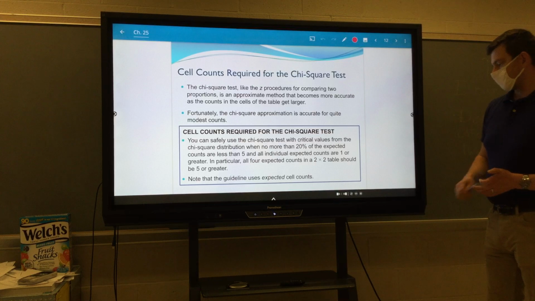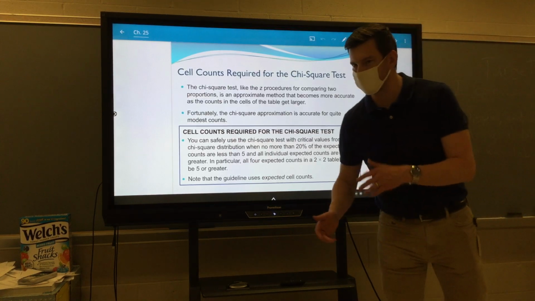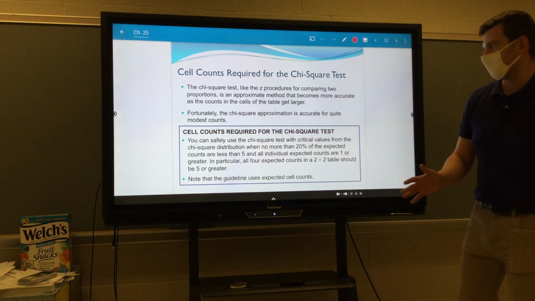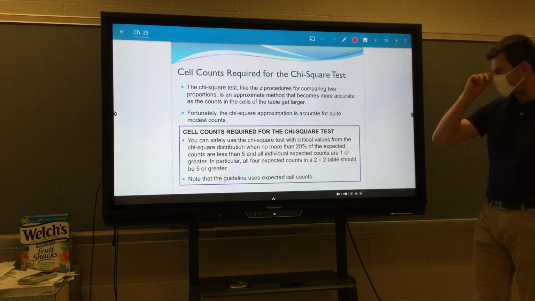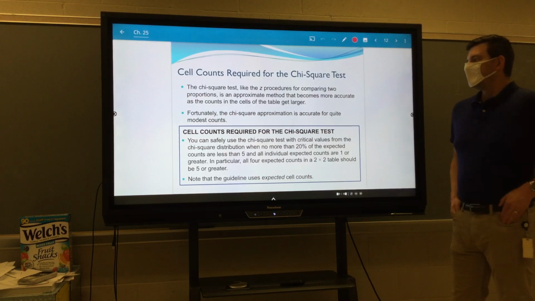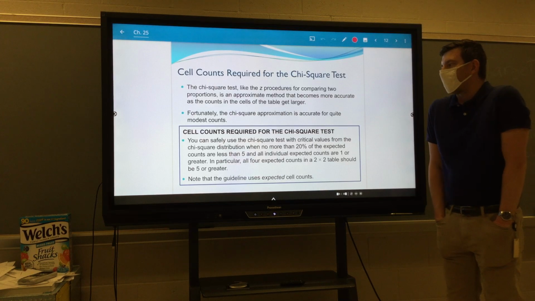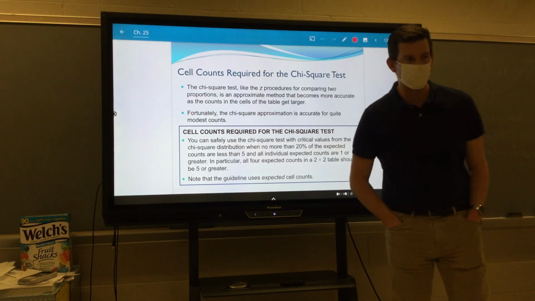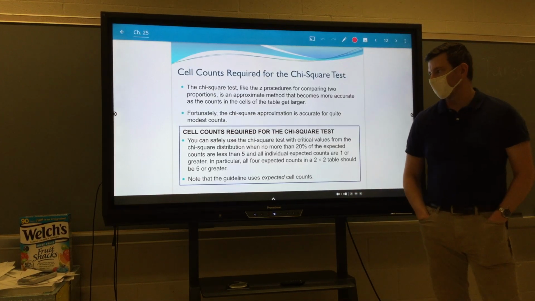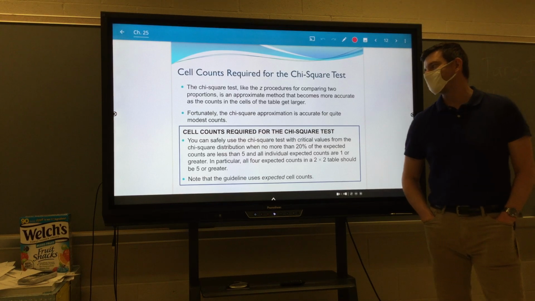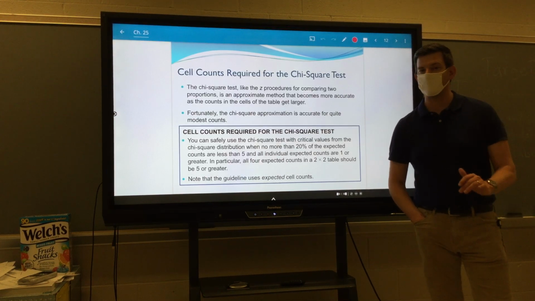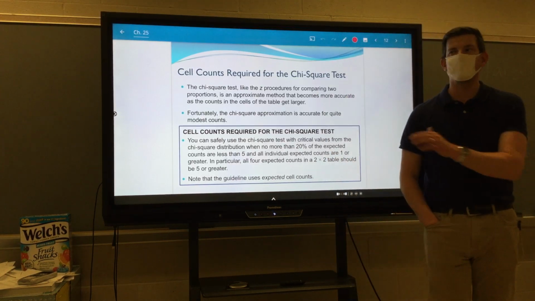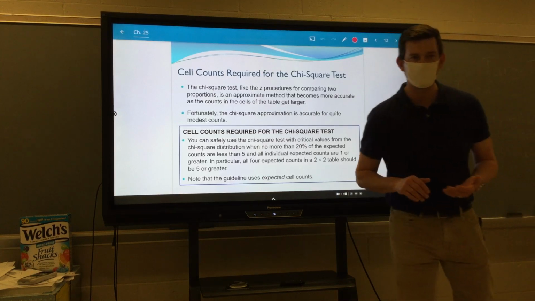Now, we do have some guidelines in terms of when we can use this. They're not that strict though. It says the chi-square test, like the Z procedures for comparing two proportions, is an approximate method that becomes more accurate as the counts in the cells of the table get larger. The bigger the sample size, the better. That hasn't changed. Fortunately, the chi-square approximation is quite accurate for modest counts. You're probably not going to come across a case where you cannot use chi-square because you haven't met some minimum threshold.